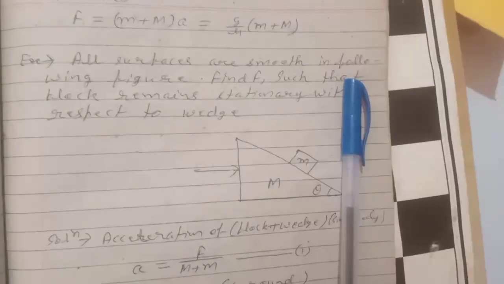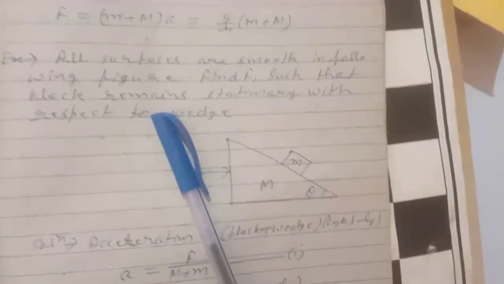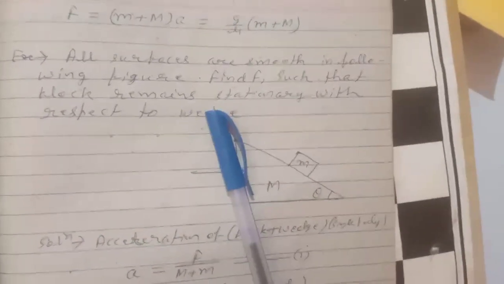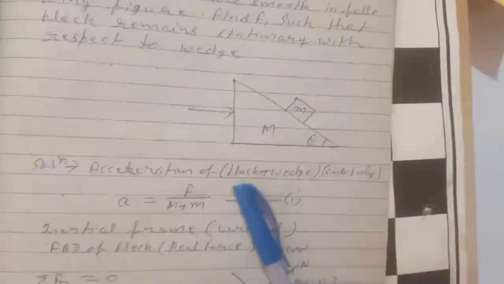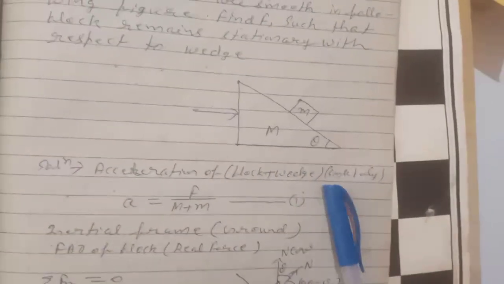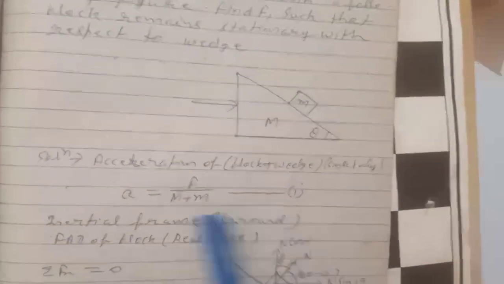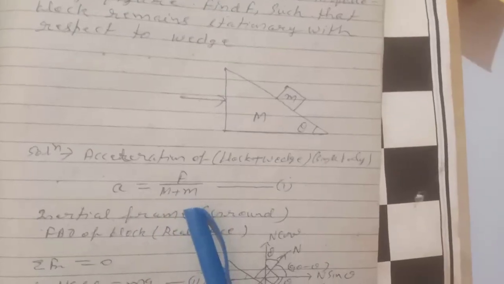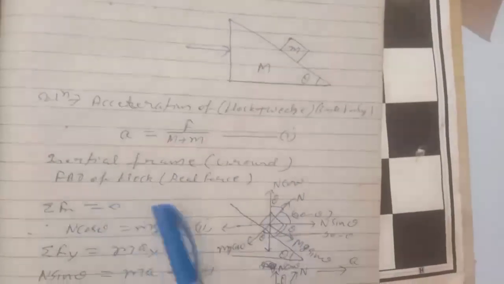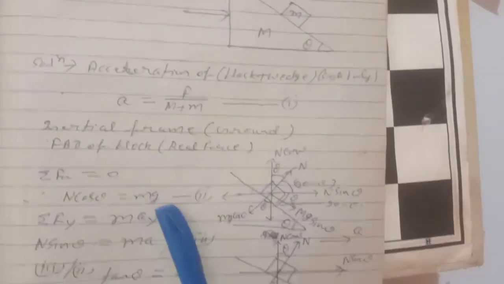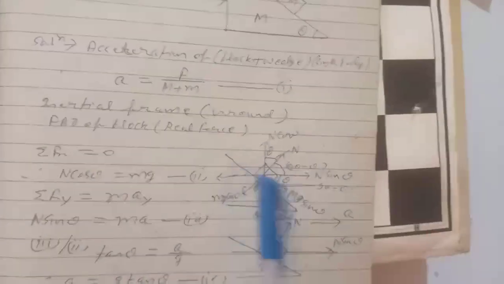Example: all surfaces are smooth in the following figure. Find F such that the block remains stationary with respect to the base. Solution: the acceleration of the block plus wedge is a equals F by (M plus m). Now in the inertial frame from the ground, the FBD of the block is shown in the figure.